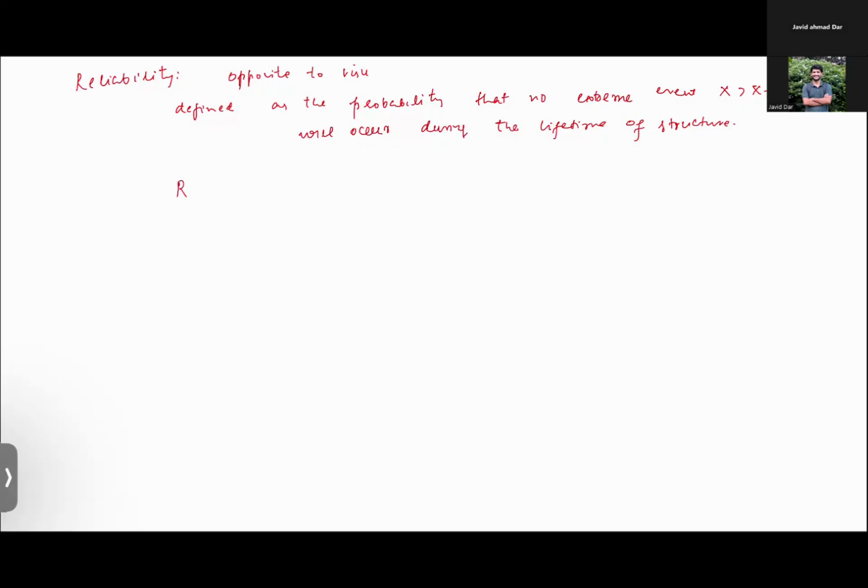And this is our reliability. It is defined as the probability of non-occurrence, which is 1 minus p whole raised to the power n. If you put the value of p, then it is (1 minus 1/T) raised to the power n. And the important thing after this is the factor of safety.